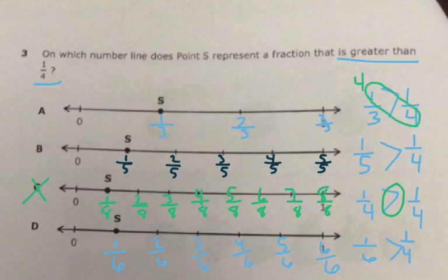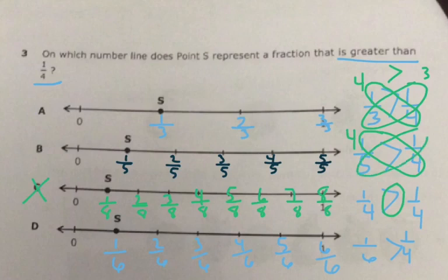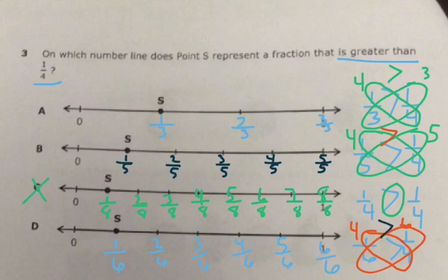So 1 times 4 is 4. 1 times 3 is 3. Is 4 greater than 3? Letter B, 1 times 4 is 4. 1 times 5 is 5. Is 4 greater than 5? And letter D, 1 times 4 is 4. 1 times 6 is 6. Is 4 greater than 6? So the only one that has a true statement would be choice A.